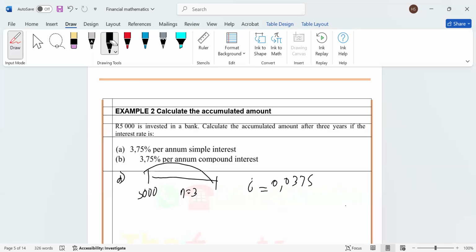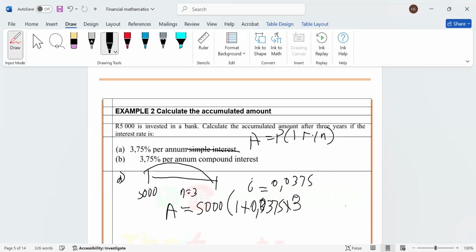Now, what is the other job that you are going to be left with as a learner? To choose the correct formula. How do I know which one I'm going to use? This one that says A equals P(1 plus i n). Are we together? Then we're going to have A equal to 5,000 open bracket 1 plus 0.0375 multiplied by 3.